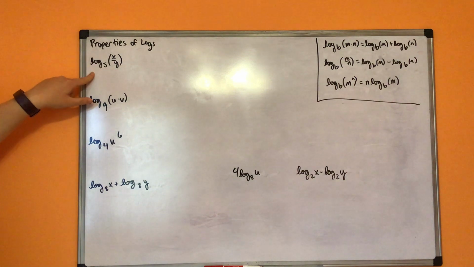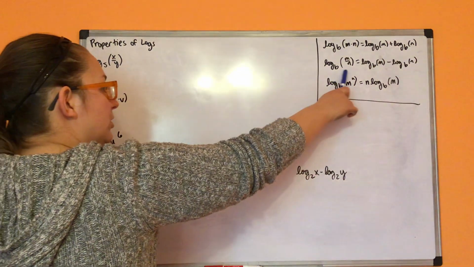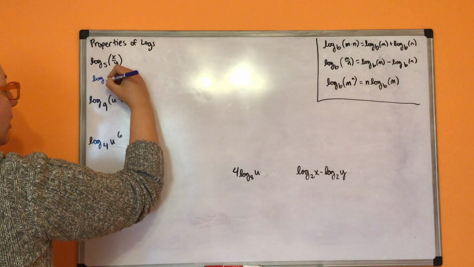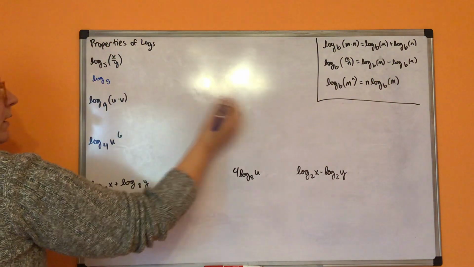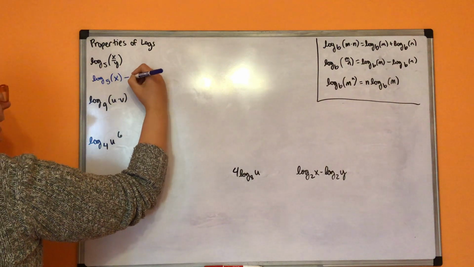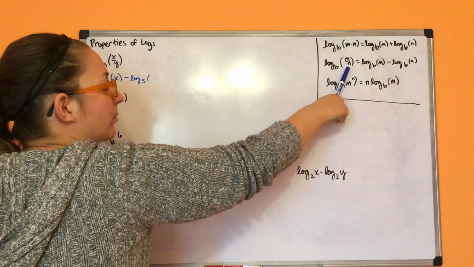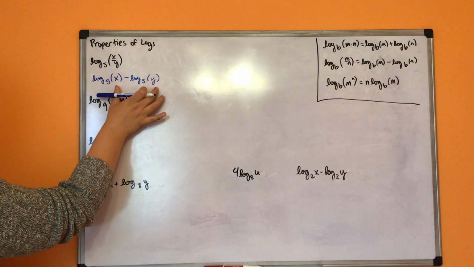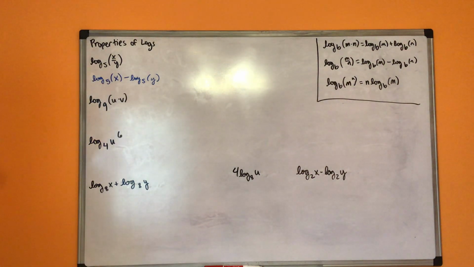So, first one, log base 5 of x over y. I'm going to take that division and turn it into subtraction. So this becomes log base 5. Notice that the log gets written twice when we turn it to subtraction. The top thing in my argument, which is x, minus log base 5 of the bottom argument, which is y. You don't have to put these parentheses around x and y. I'm just doing them here to make things a little easier to read.